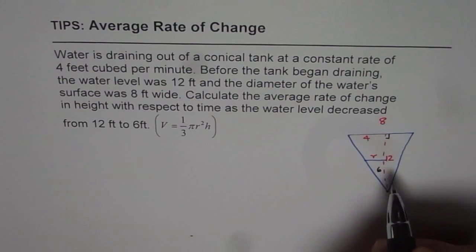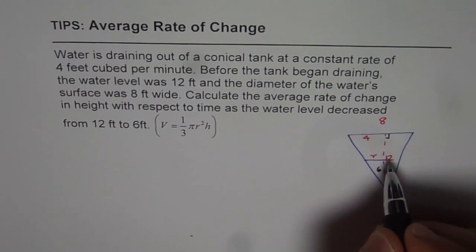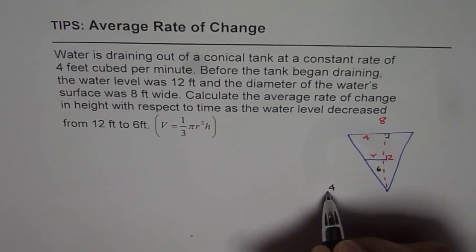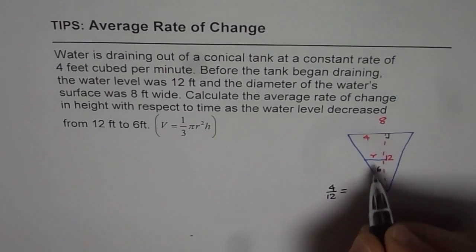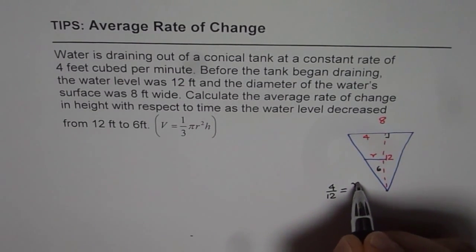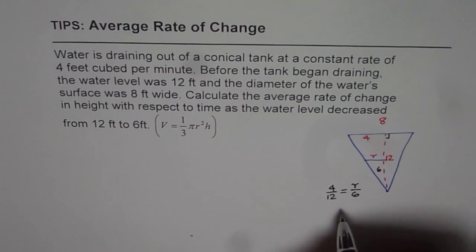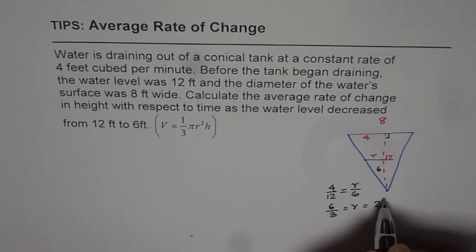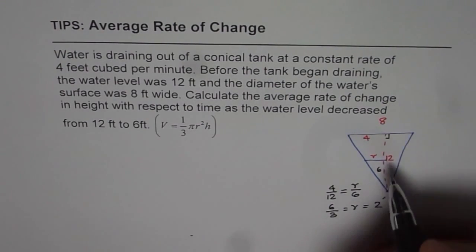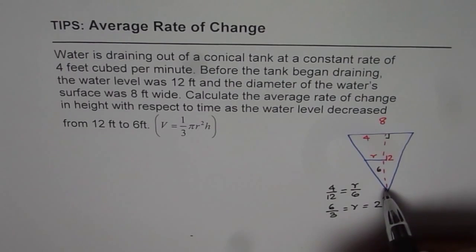So by comparing the ratio of sides, we can get r, correct? So what we have here is that 4 over 12 is equal to r over 6. So that is 1/3, right? And so from here we can get r is equal to 6 divided by 3. That is the value of r. That is 2, right? So it is 2 feet. So when the height is 6 feet, at that time the radius is 2 feet.